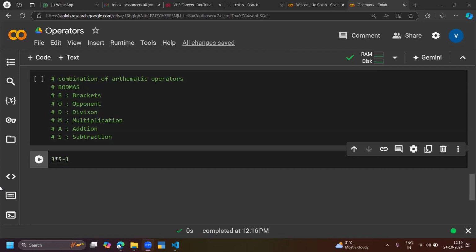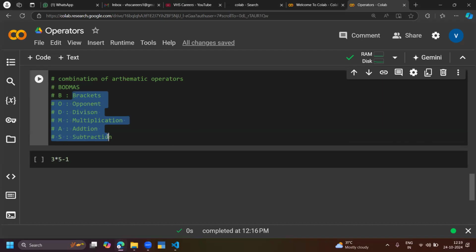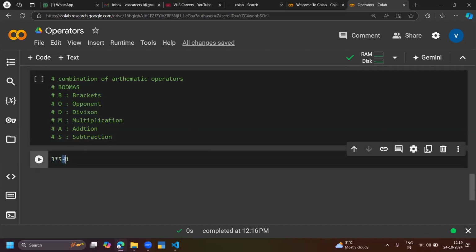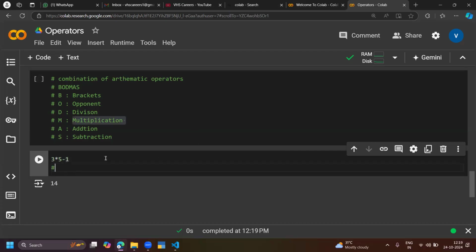124 is the wrong answer. So what is the right answer? In this particular BODMAS rule, we have multiplication and subtraction. Subtraction will not work first. Only multiplication works first, because multiplication is the first priority. So finally the output will be 14. How 14 is coming, I will explain here.